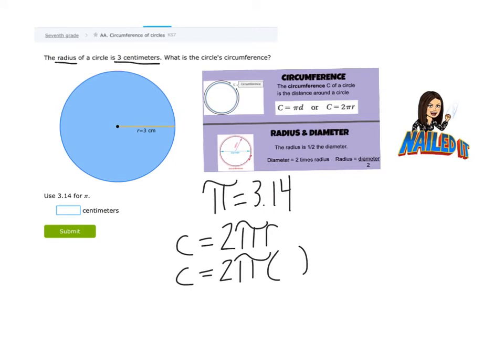For this question, it says the radius of a circle is 3 centimeters. What is the circumference? So because I have the radius, I'm going to use the second formula, which is 2 pi r. So pi 3.14, so C equals 2 times 3.14 times the radius, which is 3. So plug into your calculator 2 times 3.14 times 3. And you should get 18.84.